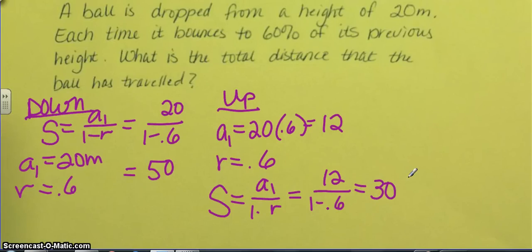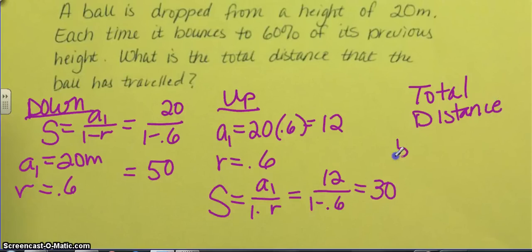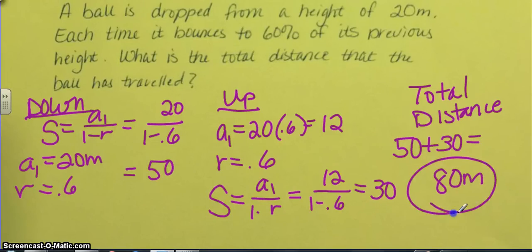So the total distance traveled is going to be the distance down plus the distance up. So it's traveled a total of 80 meters.